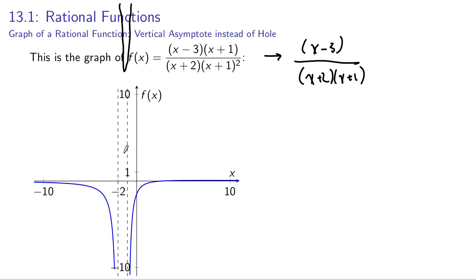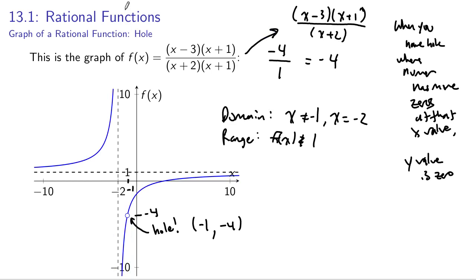So there is some graph in between here. It's just the really big values of f of x. The output gets really big. So again, just to sum up, if we have a balanced number of zeros in the numerator and denominator at a particular x value, we get a hole. And the hole is not going to be at 0 in that case. It'll be somewhere along the shape of the graph.